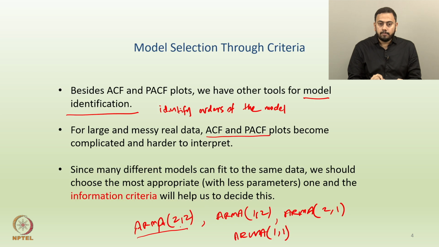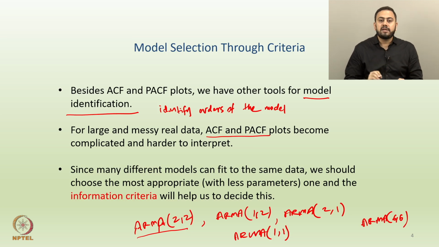So, here playing around only means that you kind of take orders which are in the neighborhood of, let's say, 2,2, right. So here I am not saying that one should actually look for something like ARMA 6,6, right, because 6,6 is way away from 2,2, which was seen from the plots, right. So hopefully this idea is clear.